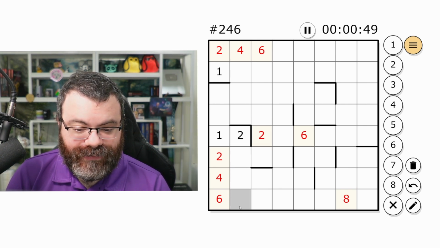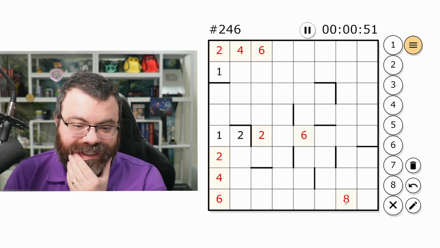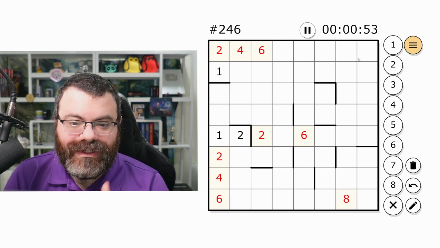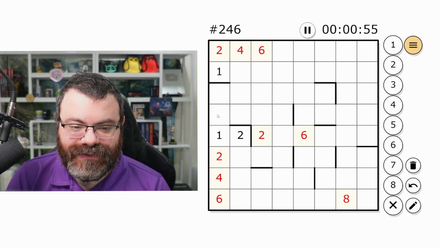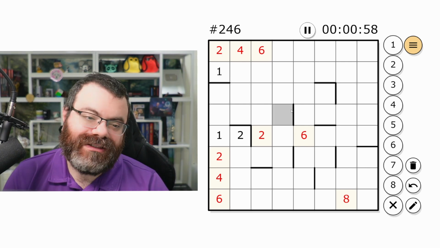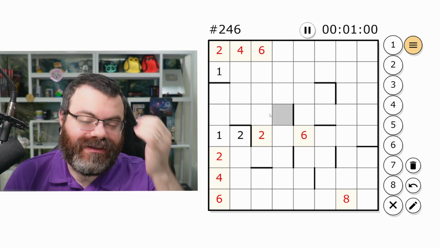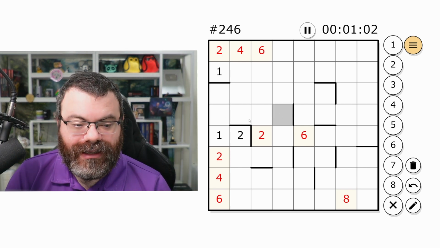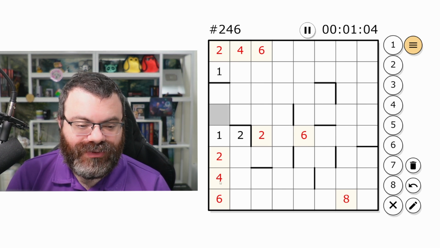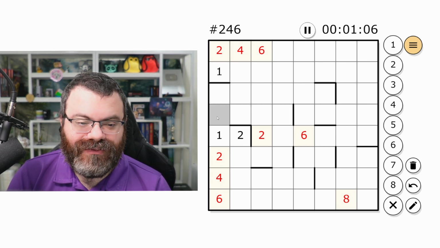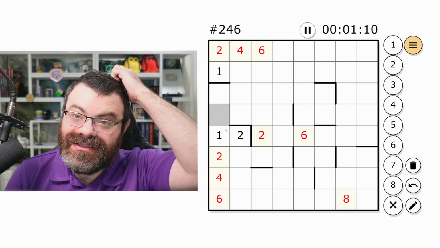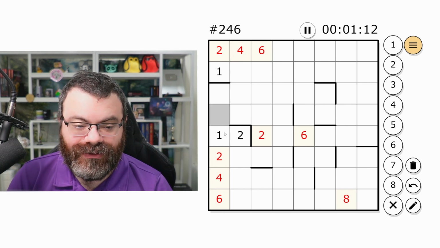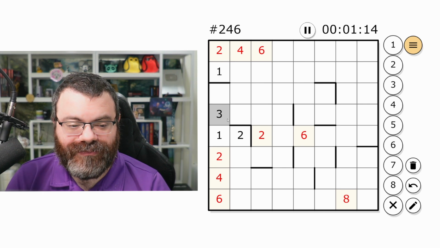Let's see. I'm going to make sure I look at every single short segment and see if there's anything I can do with it. I call 4 or less short. So this cell here sees 1, 2, and 4, and we can only have 1 through 4 in this segment here. So there needs to be a digit in this cell, and it can't be 1, 2, or 4. So the only digit left is 3, so it must be a 3.